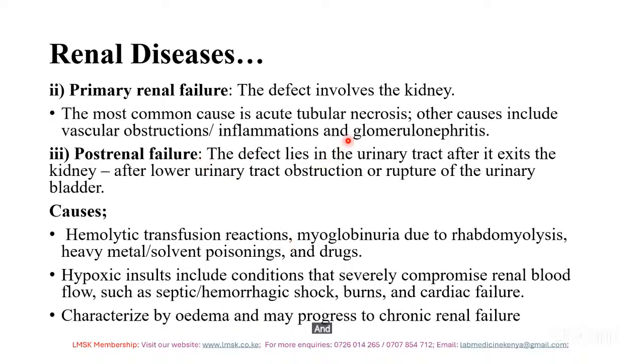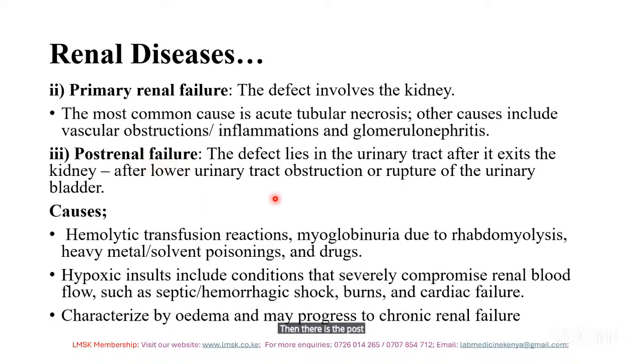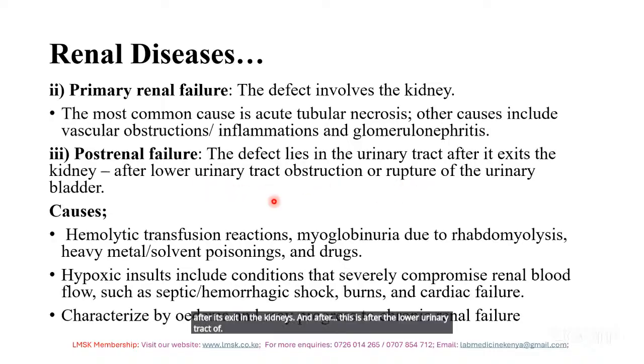And the most common cause is acute tubular necrosis, the shrinkage of these tubes that are no longer allowing for adequate passage of fluids. Then vascular obstruction, inflammation, and glomerulonephritis. Then there is the postrenal failure, which is the defect that lies in the urinary tract after its exit from the kidneys. And this is after the lower urinary tract obstruction or rupture of the urinary bladder. So anything that's happening after the blood has gone through the kidneys.